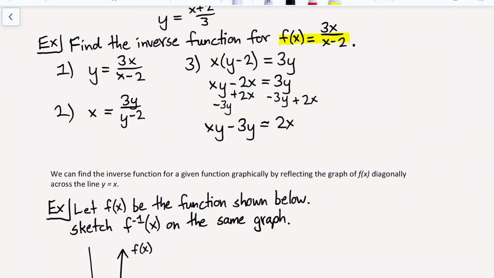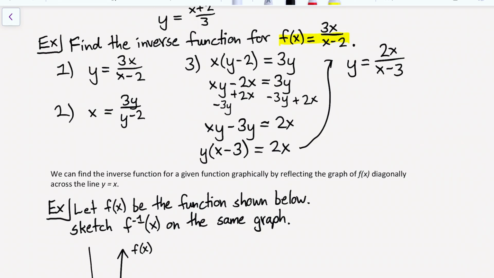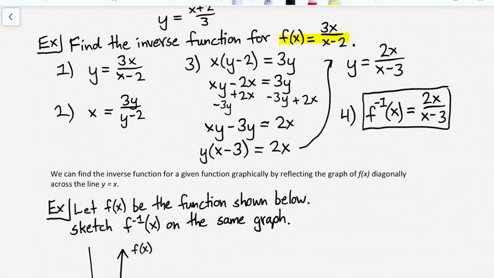Then I can use a trick of factoring to help me isolate y. So on the left side, both of these terms have a common factor of y, and I can factor it out. Y times (x minus 3) equals 2x, and we'll finish by dividing by x minus 3. So y equals 2x over (x minus 3). This is the inverse function, and we'll write it using our formal notation. F inverse of x equals 2x over (x minus 3). So there's a way of finding an inverse function algebraically.